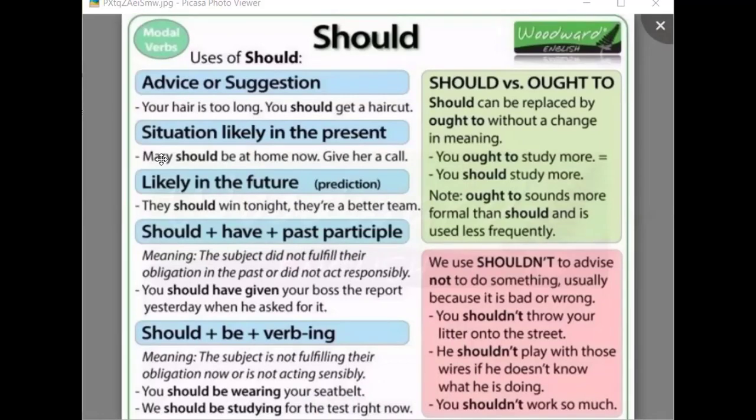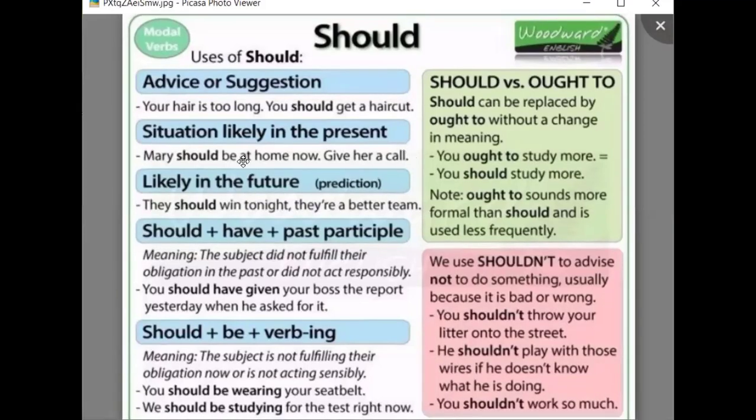Continue. Yes. Sorry, can you remove that arrow? I can't see the word properly.